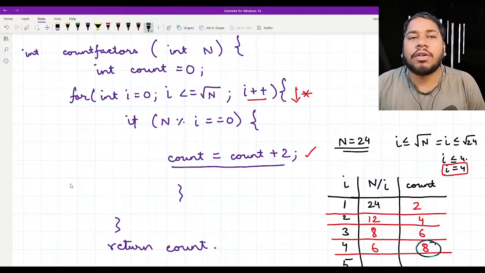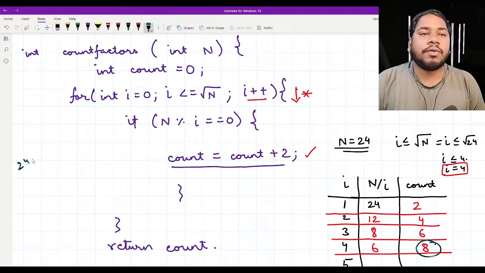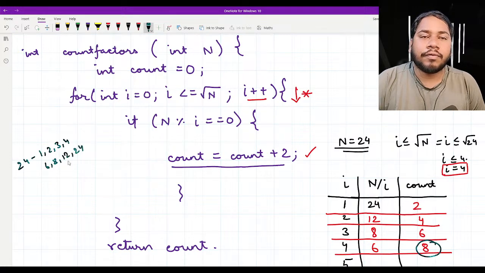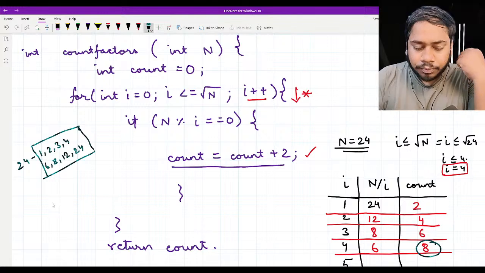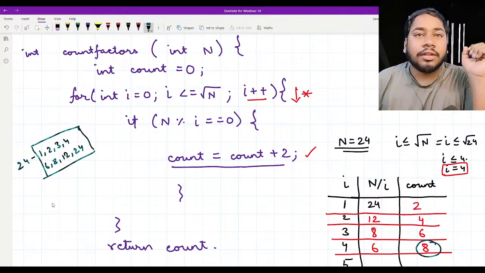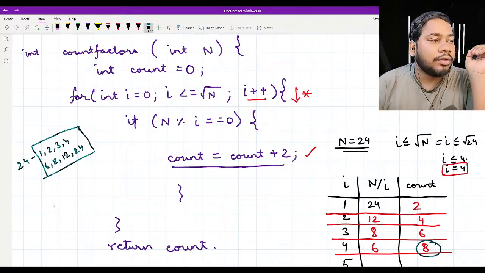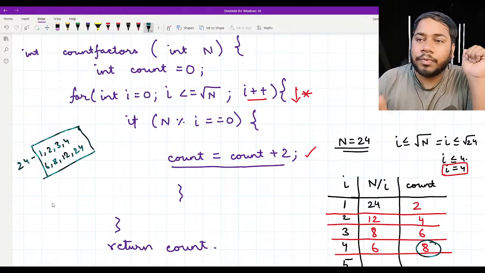So from here we will get the count as 8, right? And we know that already. We know that for 24 we have 1, 2, 3, 4, 6, 8, 12, 24. We have these 8 factors. We know this already. Right. Okay. Now we have understood the code.